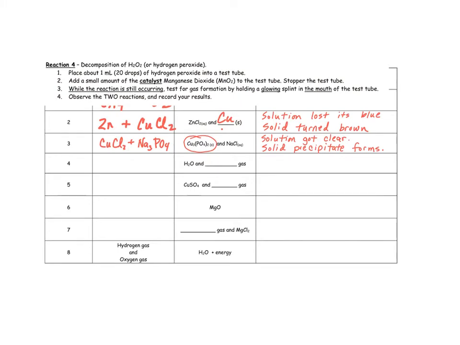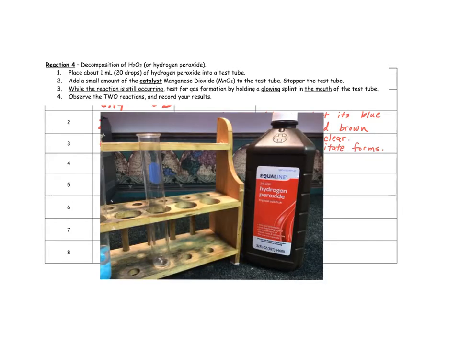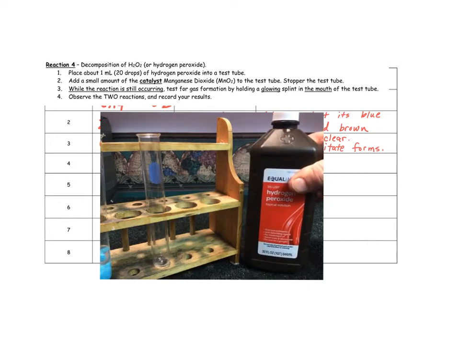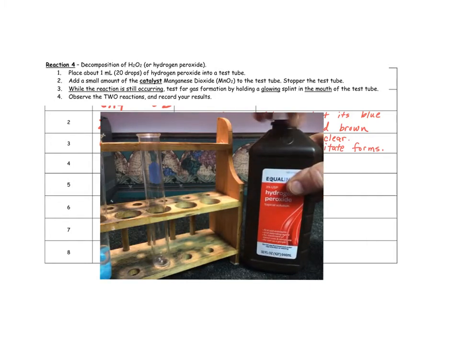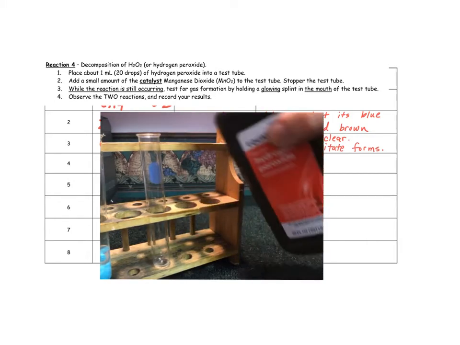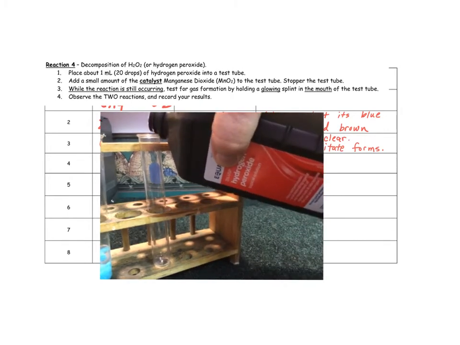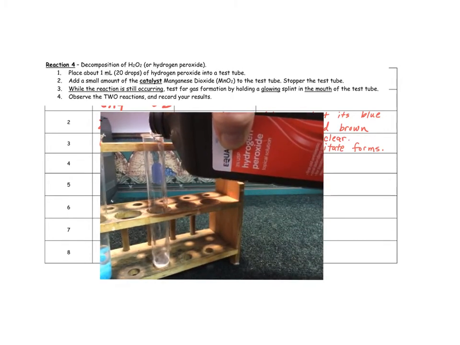On to reaction number 4, decomposition of H2O2, which is called hydrogen peroxide. Place about 1 milliliter of hydrogen peroxide into a test tube, add a small amount of catalyst, and watch the reaction. Hydrogen peroxide, H2O2, is something you can find at home in your medicine cabinet. A lot of people use it as an antiseptic for cuts and scratches.